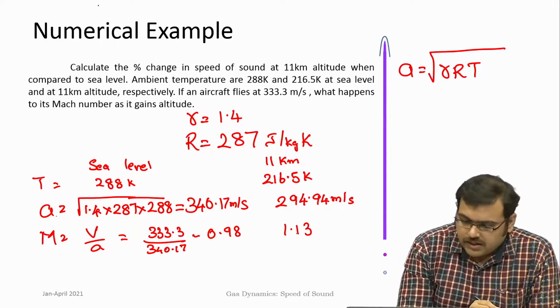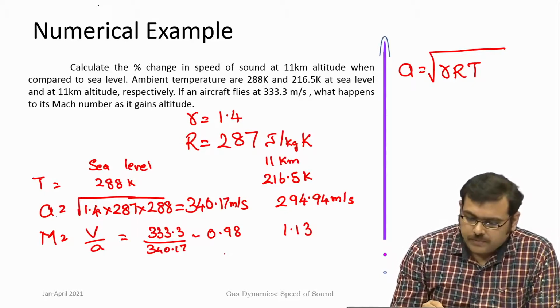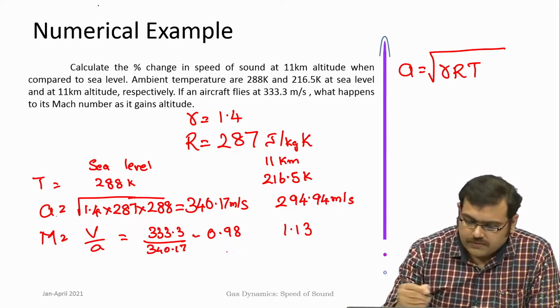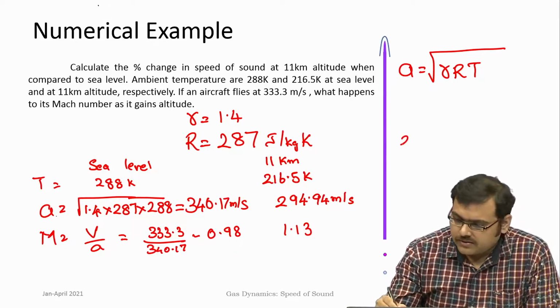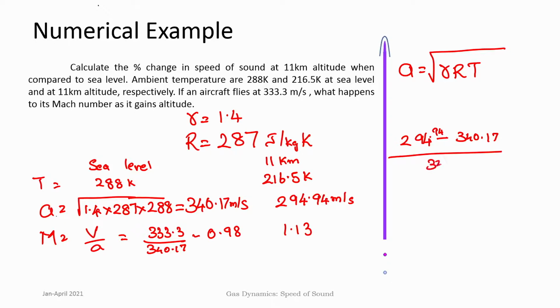Now the percentage change in speed of sound as there is an increase in altitude from sea level to 11 kilometers is 294.94 minus 340.17, divided by 340.17, and this change is about 13.3%. There is a 13.3% decrease in the speed of sound.